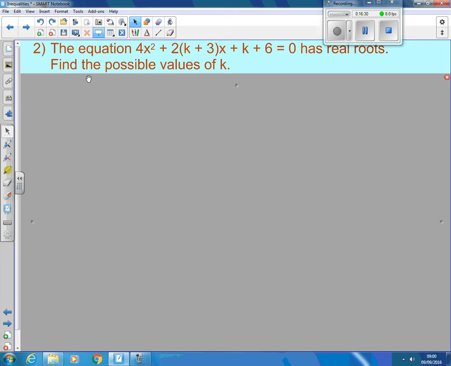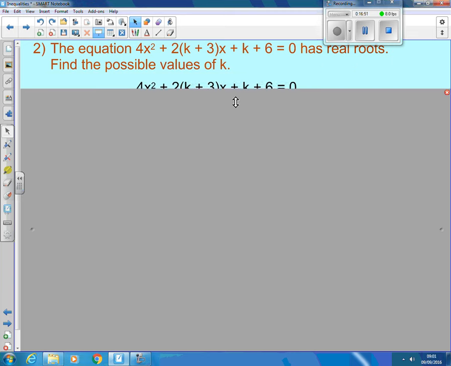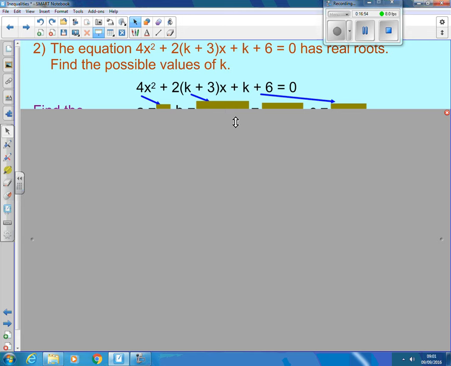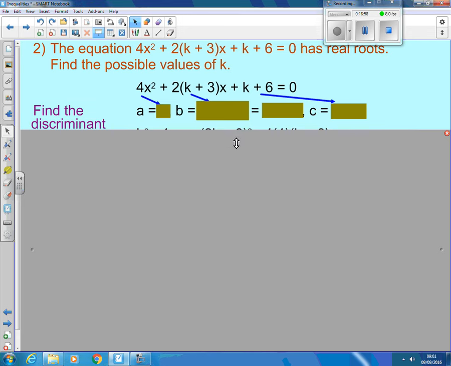Right, next one. Now this is a very common type of question because it links in what you know about discriminants with solving quadratics. So we're told the equation 4x squared plus 2 lots of k plus 3 times x plus k plus 6 equals 0 has got real roots. Find the possible values of k. Right, now if we're doing this, we need to find the discriminant. So let's have a look at it.